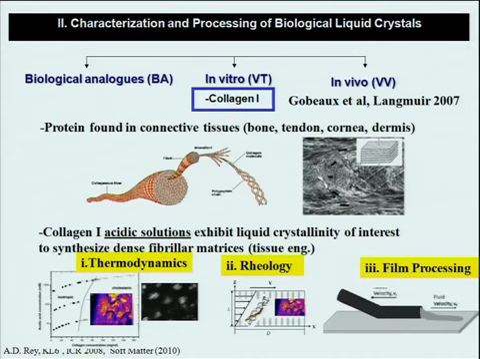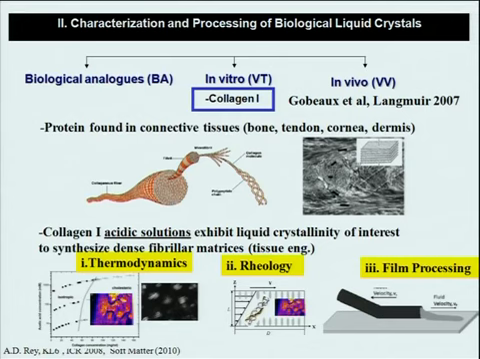So what they did is, they worked with rat tendon extraction. Somehow they extract the triple helix, they use acidic solutions, right? And that solution is what you see here, a cholesteric liquid crystal of the triple helix, right? So it's a polymer solution, if you will, right?